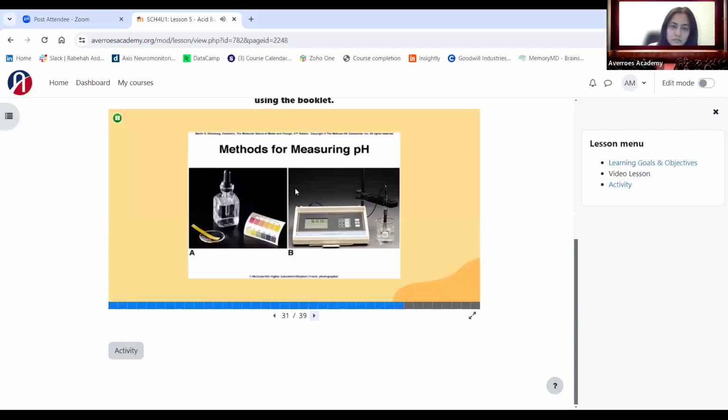And there's a couple different ways we can measure pH. You can use an actual electronic measurement tool, which you dip into the solution, or you can use litmus paper, which you might have used in a lab before. It's a little strip of paper, and it turns blue or red, depending on if it is an acid or a base.